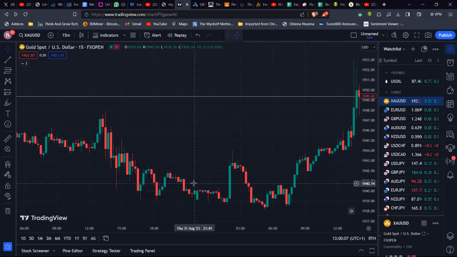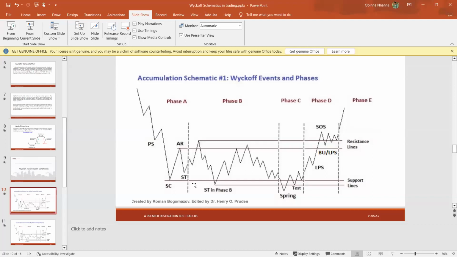So in this particular instance, this would be our preliminary support, where the market began to stop. This would be our selling climax. And after the selling climax, you see how price aggressively pushes up. This would be our automatic rally. After the automatic rally, we want to see the ST, the secondary test, as you can see here. This secondary test could be lower, equal, or higher than the selling climax.